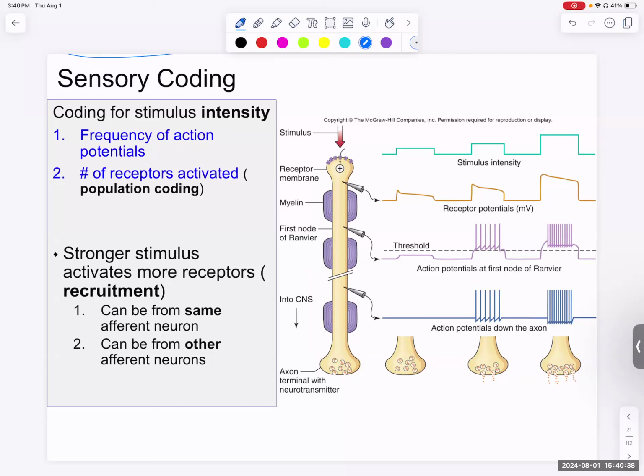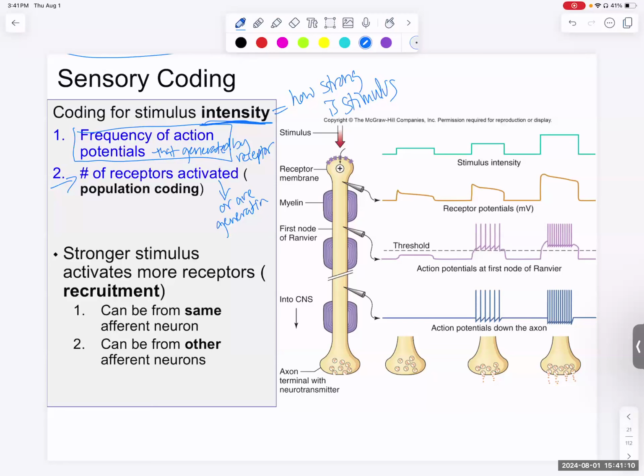Sensory coding is also coding for the intensity. How strong is the stimulus, right? And that is due to the frequency of the action potentials that are generated by a receptor. And then the second thing is the number of receptors activated or generating action potentials. So our brain understands intensity of a specific stimulus by how many action potentials are being generated by a receptor, and then how many receptors in that same area are generating action potentials.